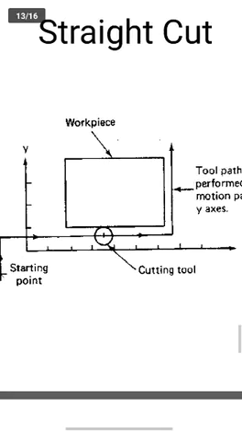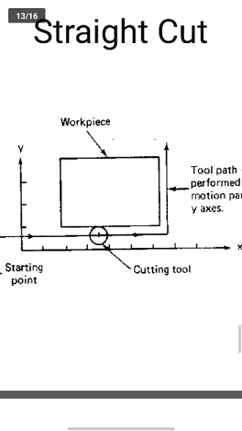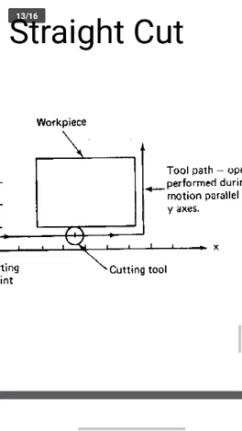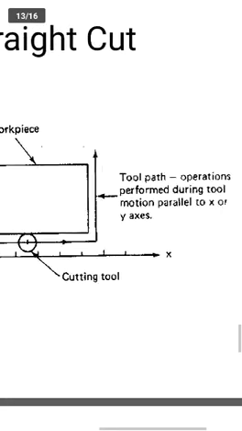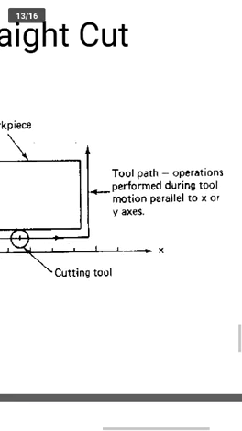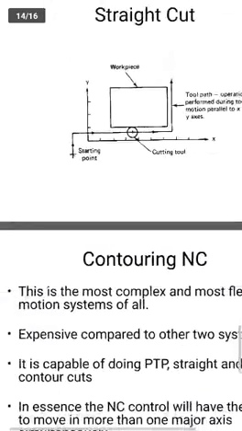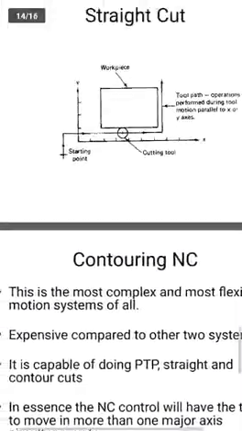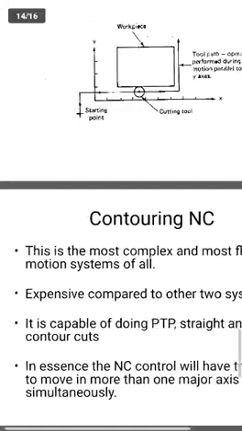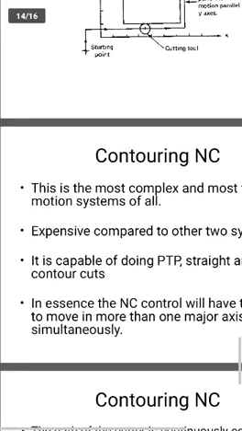From there it goes to the workpiece, and below is the cutting tool. It is cutting the job. This movement from start to last is called the tool path, with operation performed during tool motion along the x or y axis. That is called straight cutting. Next, the contouring NC machine.